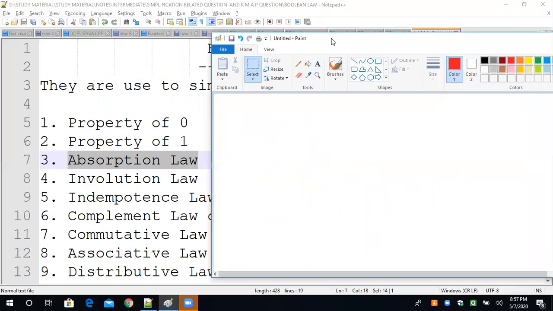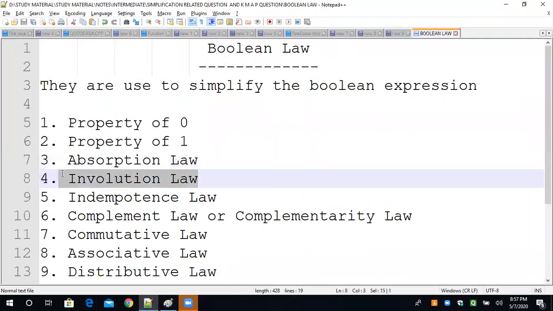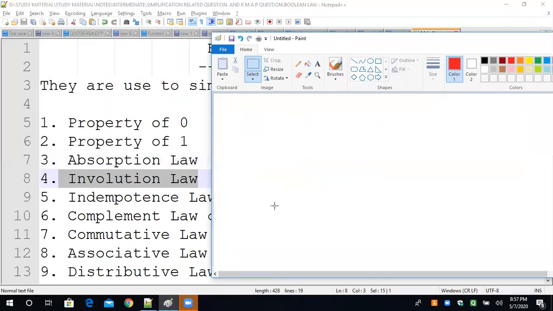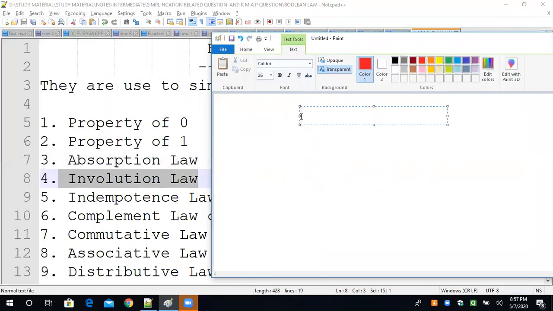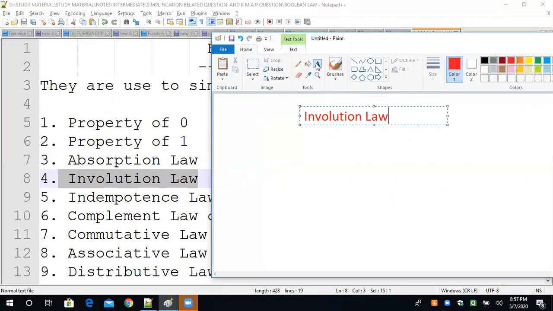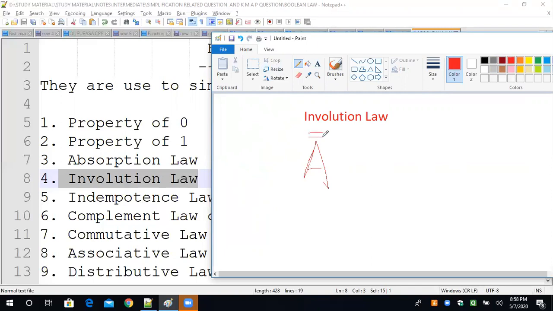Involution law is an easy law. I'm just copying and pasting over here. According to the involution law, suppose in any situation, on any variable or any expression, 2 bars are coming continuously. If 2 bars are coming on an expression or a variable, then bar to bar will be cancelled and it will produce a single A.